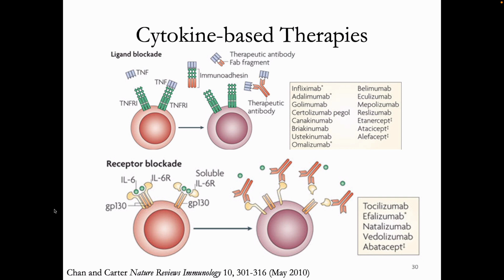TNF-alpha was the first target for most of these. If you have heard of Enbrel, if you have heard of Humira, those are both anti-TNF-alpha therapies. In addition, there are therapies that block IL-6, which is tocilizumab. There are therapies that block IL-1. There are therapies that block IL-22. There are therapies that block IL-17. There are therapies that block IL-23. This is a booming industry.